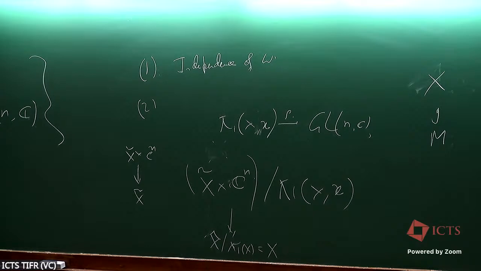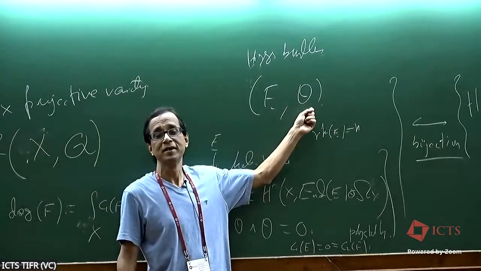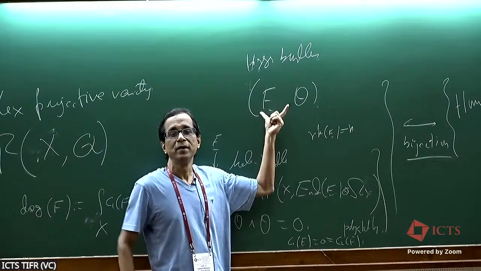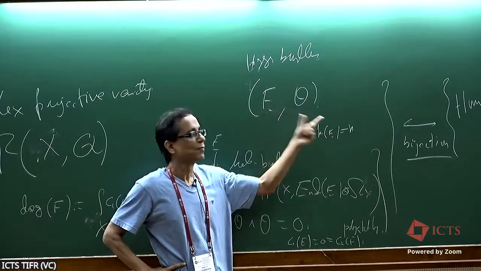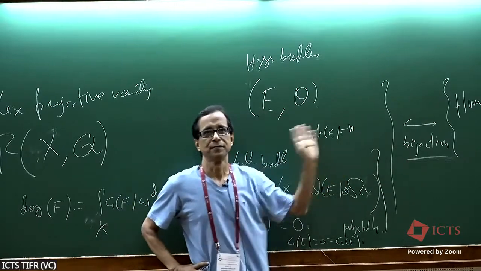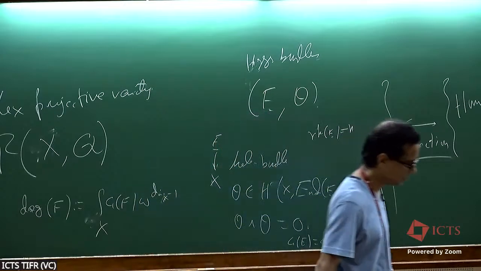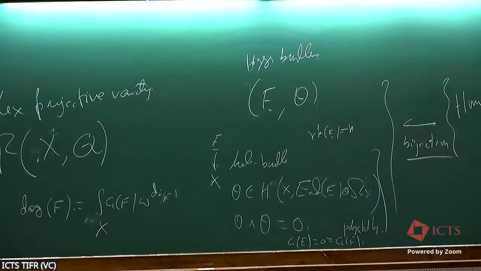So you start with a unitary representation. You get a vector bundle, a flat vector bundle. That means a holomorphic bundle. I'll put theta to be 0. So you get a Higgs bundle. So this is the correspondence. Very simple correspondence. There is no complication in this case.